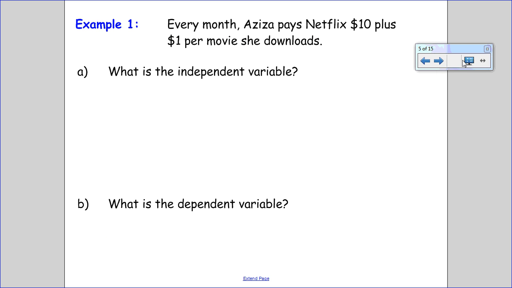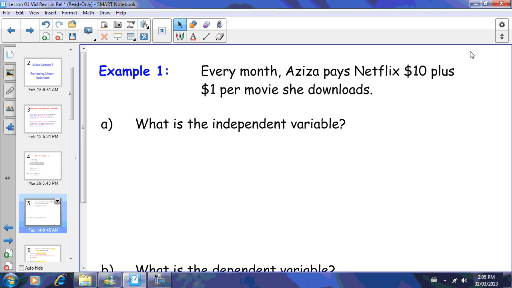If I look at this question here, it talks about Netflix. So every month, Aziza pays Netflix $10 plus $1 per movie she downloads. What's the independent variable? What's the dependent variable?